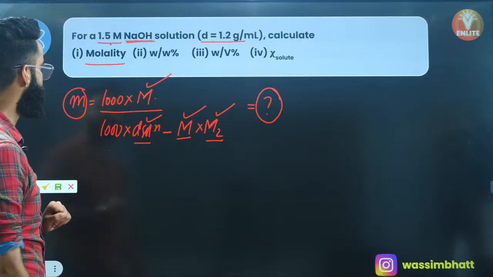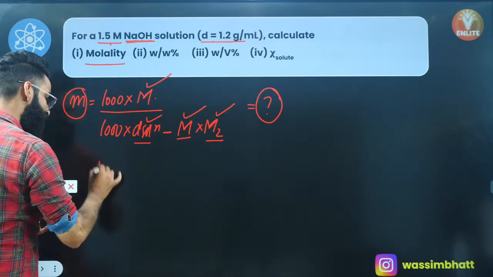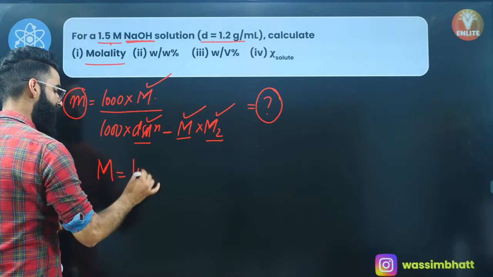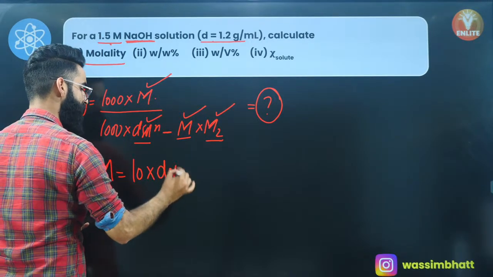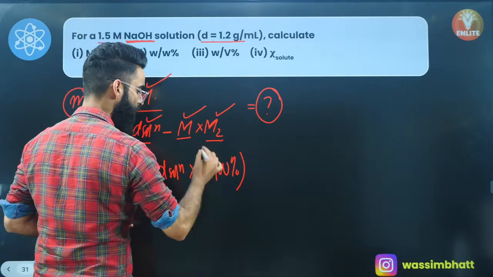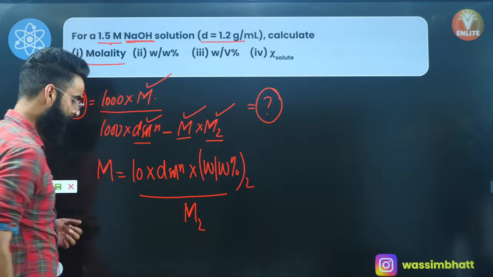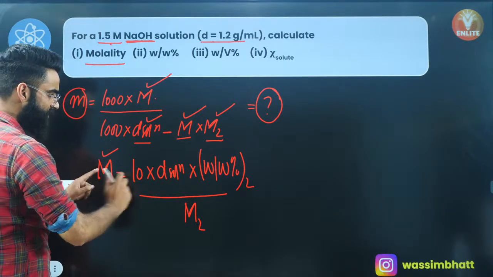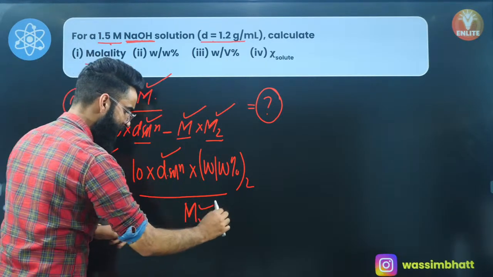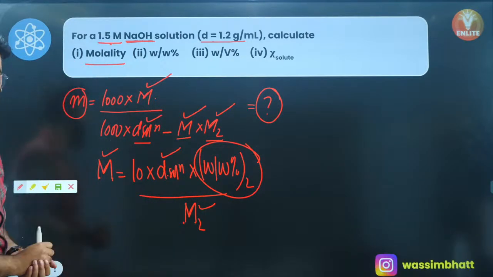Second, weight by weight percent of solute. You can easily calculate this as well. A few minutes back, I gave you one relation. Molarity is equal to 10 multiplied by density of solution multiplied by weight percent of solute, divided by molar mass of solute. This is one of the results which I gave you a few minutes back, right? Molarity and density of the solution are given to us, molar mass of solute, you know, is 40 grams per mole. So you can calculate weight by weight percent of solute, right?